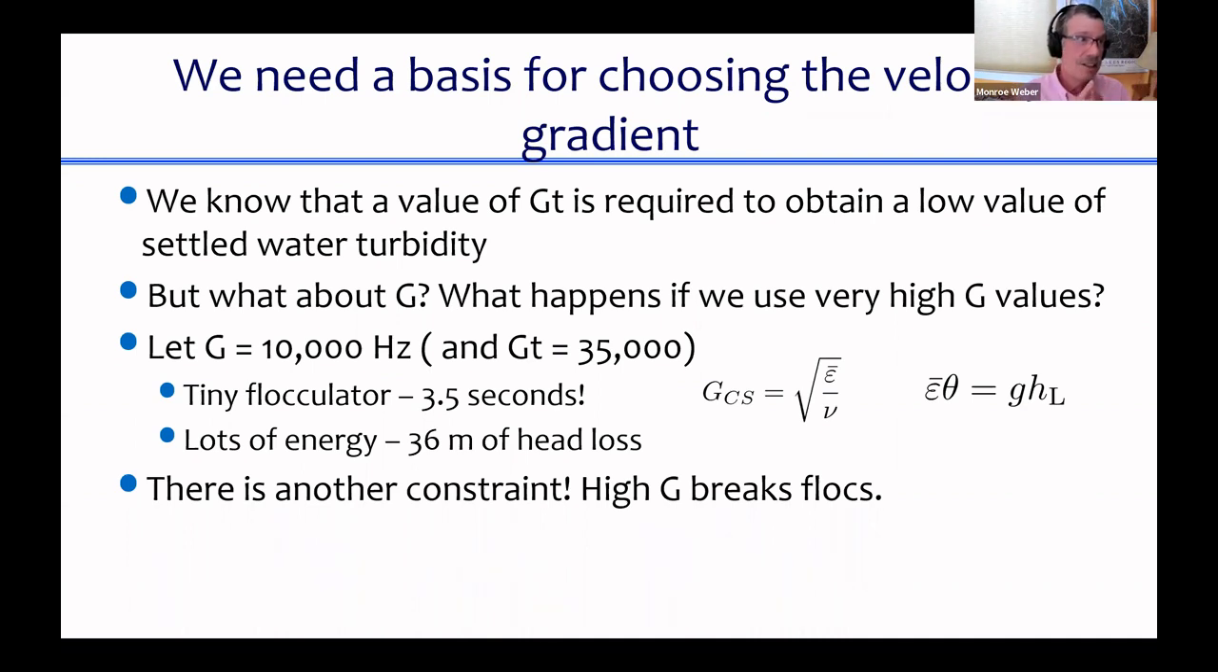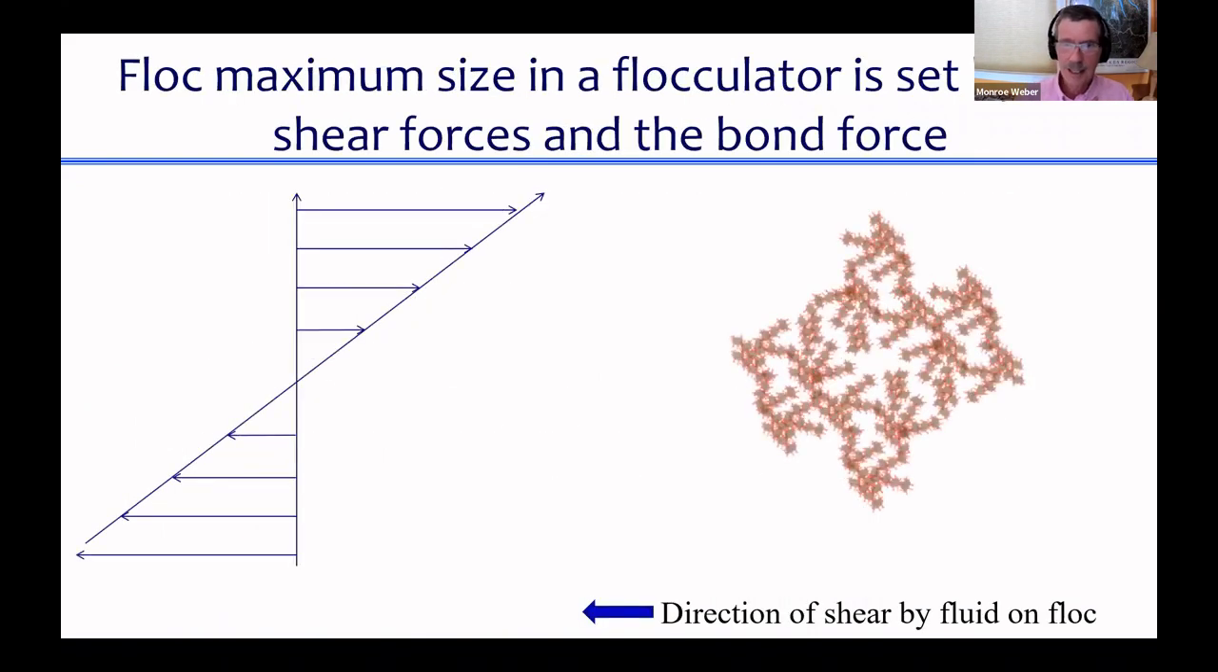But there's another constraint. So there's another reason why we can't actually do this. And that is that the flocs break, or maybe better said, they don't actually form and don't grow large when G is very high. And so we need another concept. So this is the model.